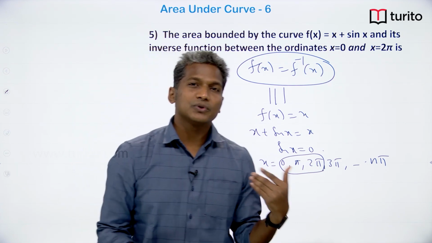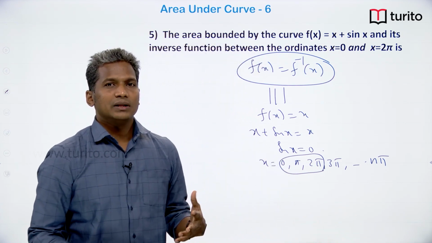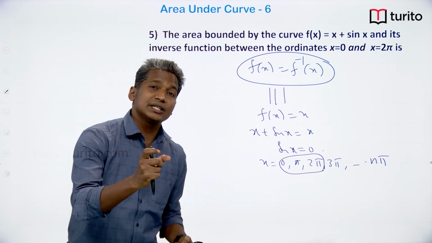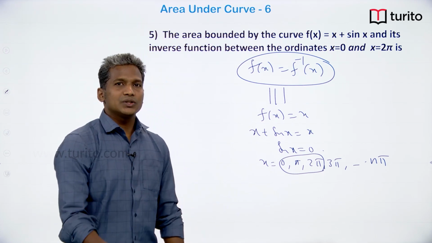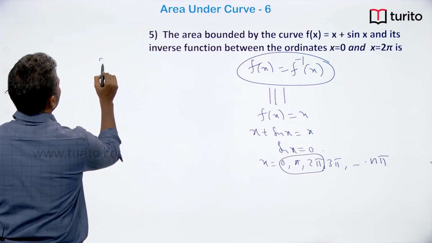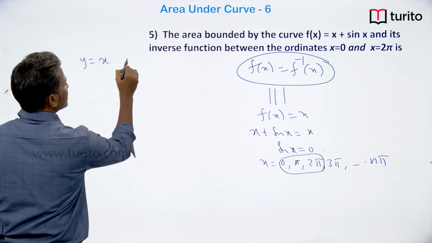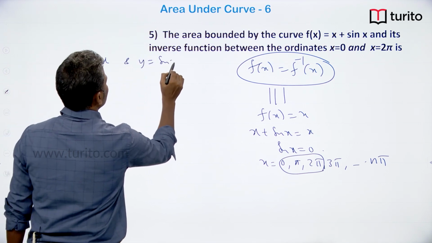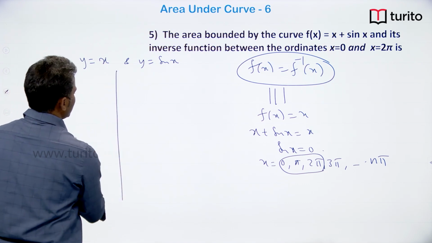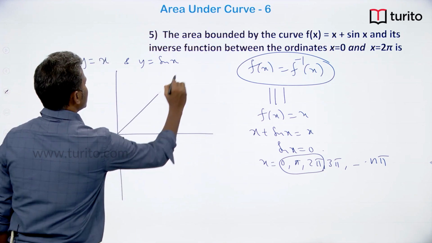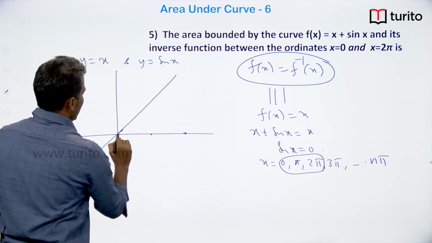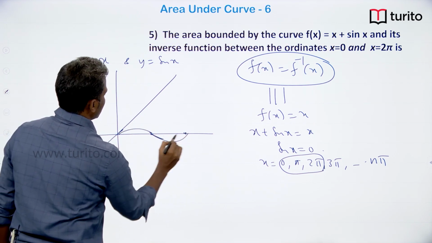Now how do we proceed with the graph? There are two ideas here. One idea is to use the addition of graphs. So how do we understand this addition of graphs? There are two functions here, y equal to x is one function, y equal to sin x is another function. So let us say we draw the graphs of these two functions. So this is going to be the y equal to x function and this is going to be the y equal to sin x function.